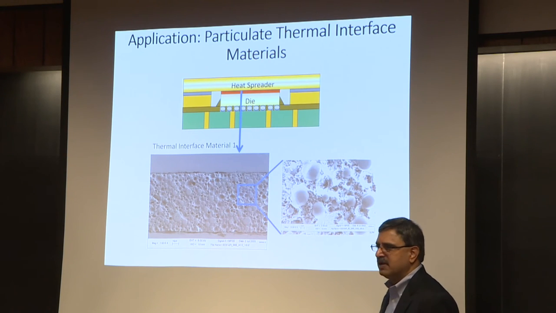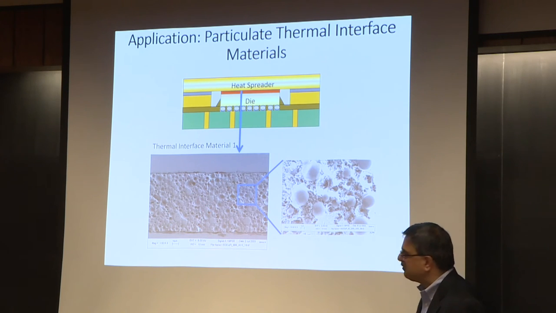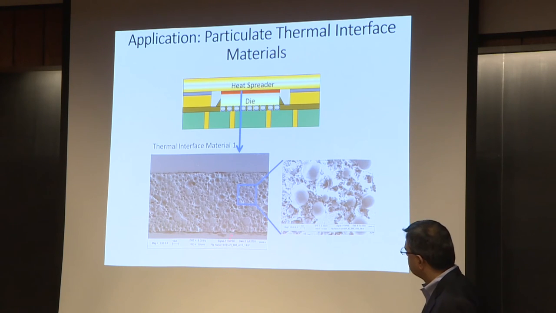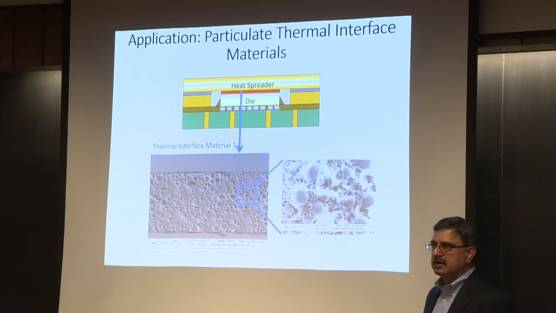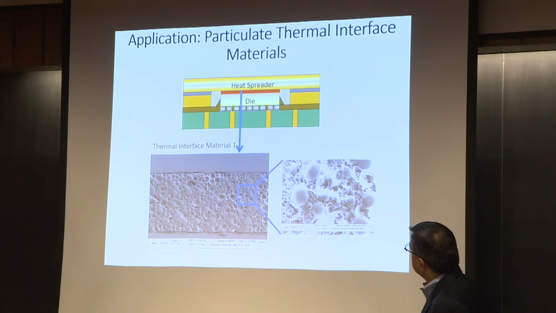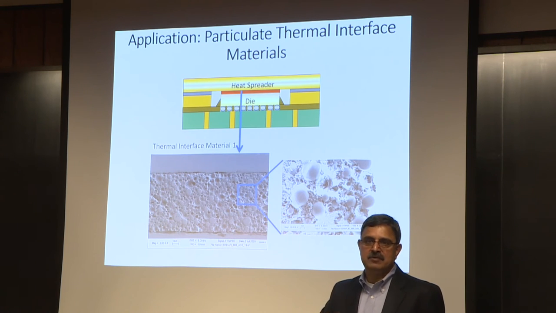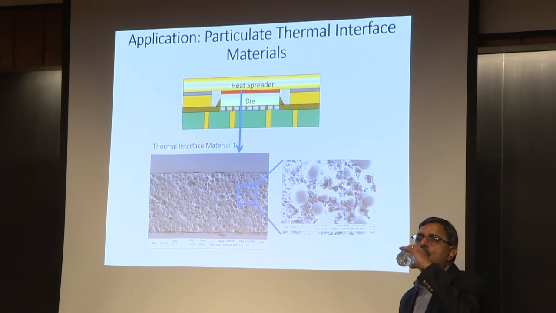It's usually a particle-filled composite. Usually the matrix material is either epoxy or silicone. It has very low conductivity, usually of the order of 0.2 to 0.3 watts per meter Kelvin. The particles are alumina, boron nitride, sometimes even metals like silver, and they have very high conductivity, anywhere between 25, 200 to 400. And what GE was trying to do, this was a joint project with GE. GE had a large grant from the Department of Commerce, and we were doing the modeling work.